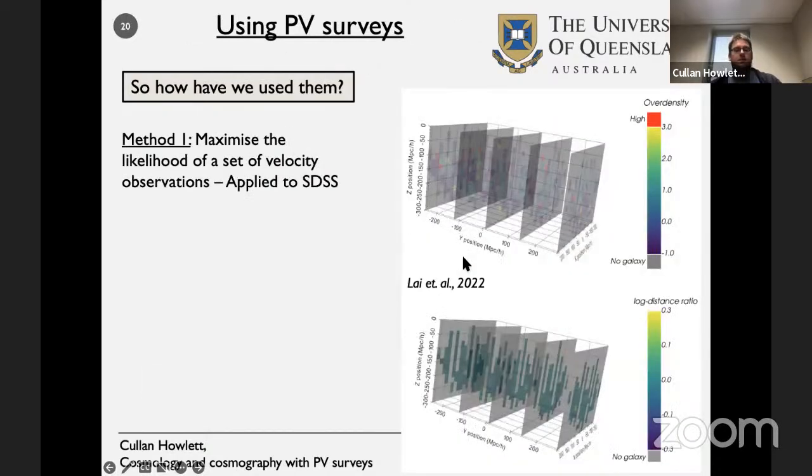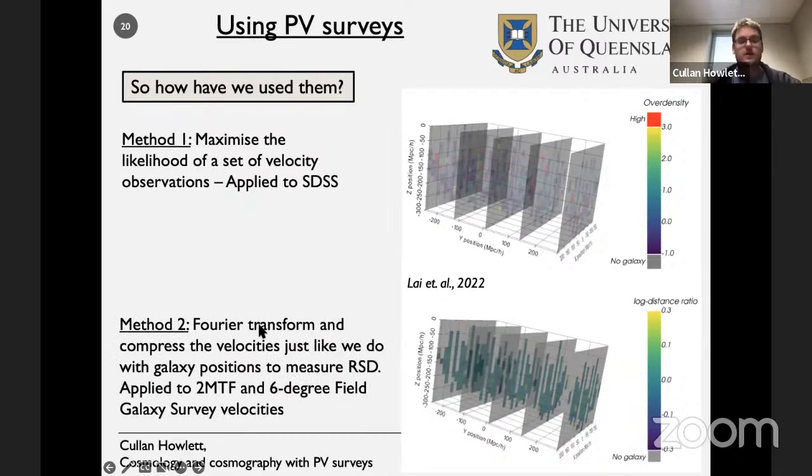So how do we actually use these peculiar velocities? Now we have this enormous catalog: 34,000 from SDSS plus another 20,000 from these other data sets if we were to combine them. The first thing we can do with a set of peculiar velocities is maximize the likelihood of observing that set of velocities. This is what we applied recently, in a paper by my student, to the SDSS data.